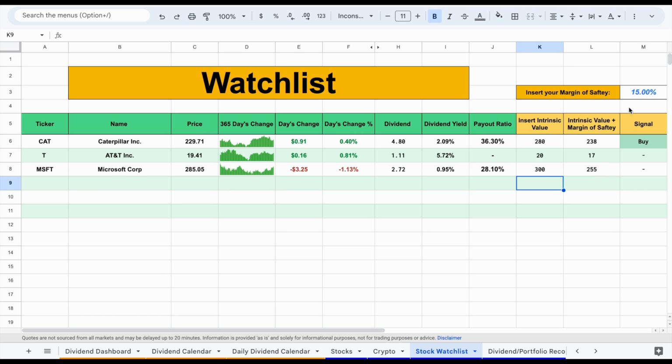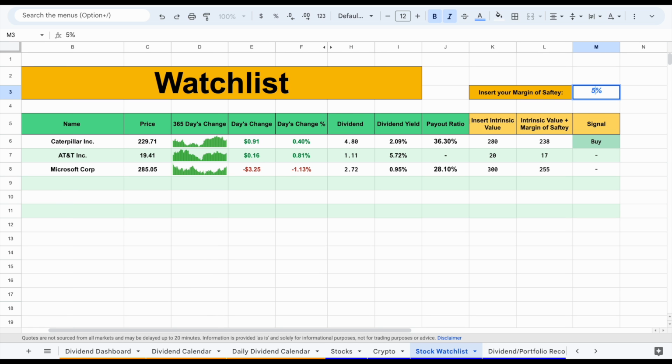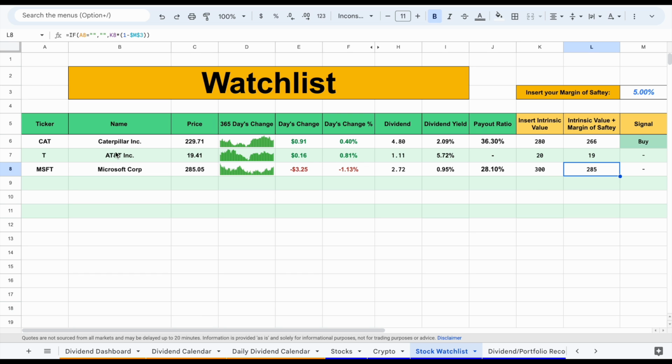You can see we can plug in our margin of safety for all of our positions. Let's say our margin of safety is only 5%. I'll hit enter, and you can see based upon that, our acceptable buy price is $285 per share. So out of all of these positions with a 5% margin of safety, the only position we should be buying or consider buying is going to be Caterpillar, and it's giving me a signal to buy. So that's another really cool feature.